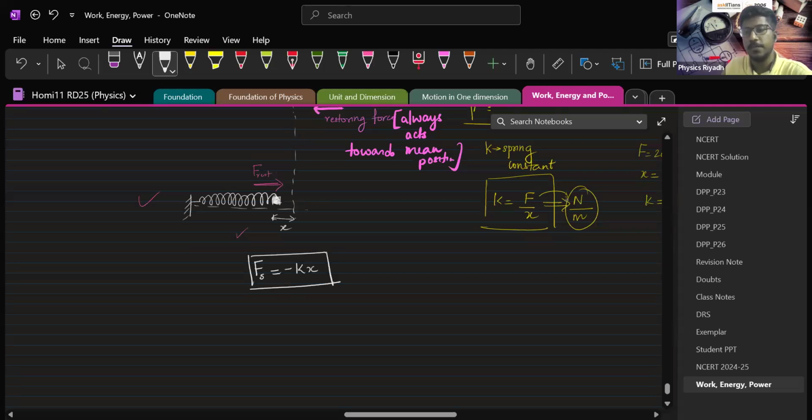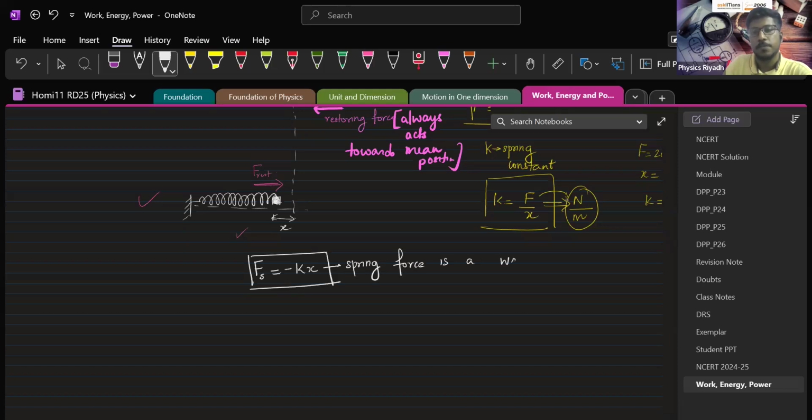It's a variable force, right? Why? Because you can see clearly that force is proportional to displacement. The farther you take the block away from the mean position, the stronger the restoring force will be. So clearly you can see that the spring force is a variable force.